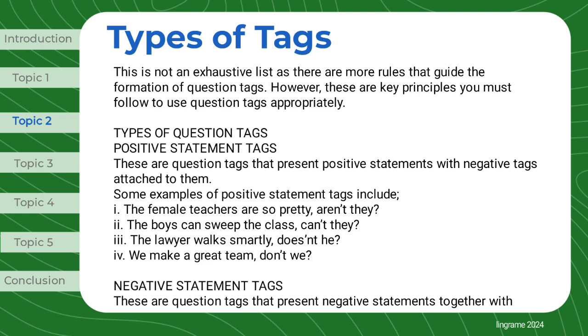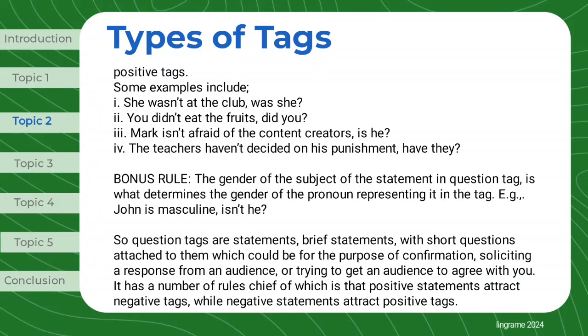Negative statement tags. These are question tags that present negative statements together with positive tags. Some examples include, she wasn't at the club, was she? You didn't eat the fruits, did you? Mark isn't afraid of the content creators, is he? The teachers haven't decided on his punishment, have they?